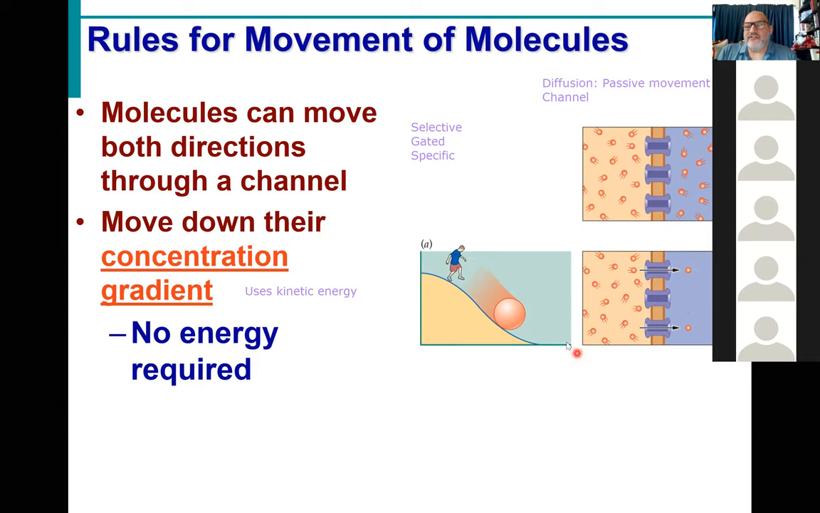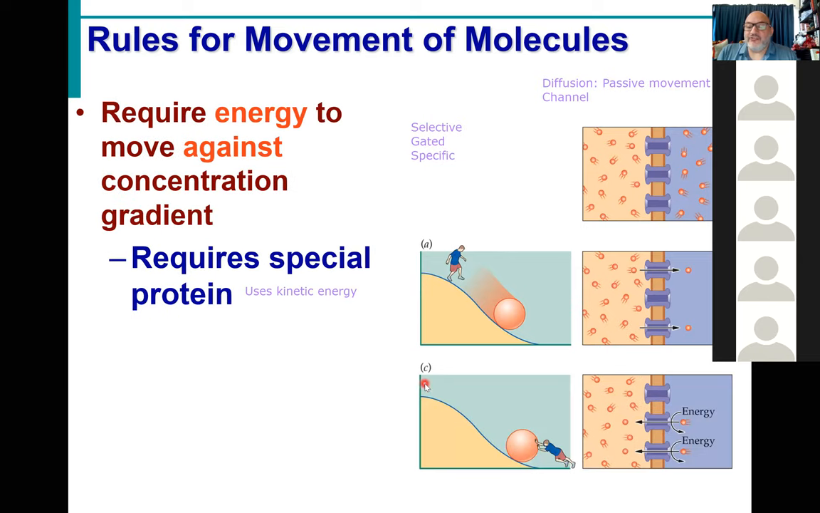Now, once I roll the ball down to the bottom of the hill, if I want to get that ball back to the top of the hill, that's going to take energy. So if I want to get the ball to go in the opposite direction, the way it doesn't want to go, up its concentration gradient, then that is going to require energy. And typically in those cases, it is going to require a special type of protein, not just a channel, but a transporter. Transporters use energy, and they use that energy typically to move substances against their concentration gradient.